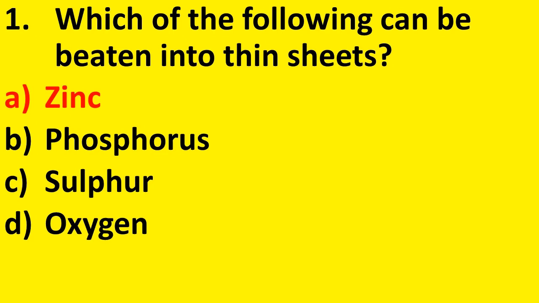Number 1, which of the following can be beaten into thin sheets? The given options are zinc, phosphorus, sulfur and oxygen. So, here the answer is zinc, as zinc is the only metal given here. The other three, phosphorus, sulfur and oxygen, are non-metals.